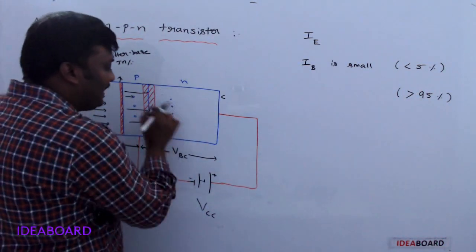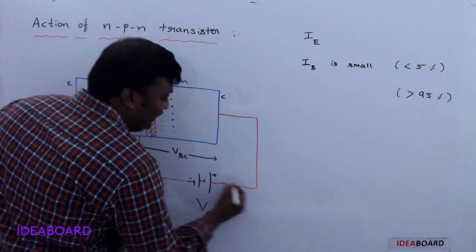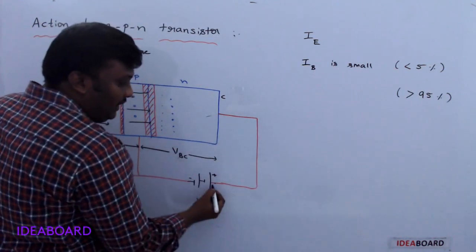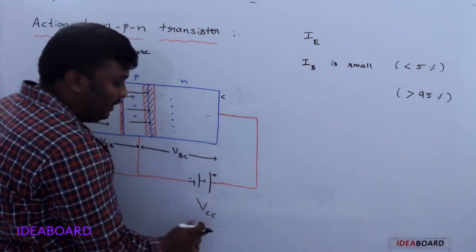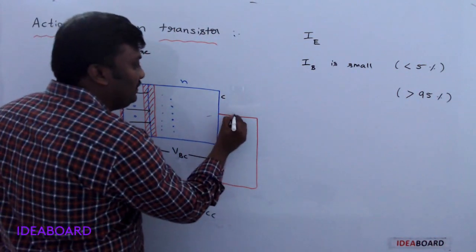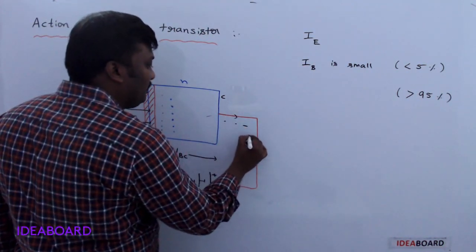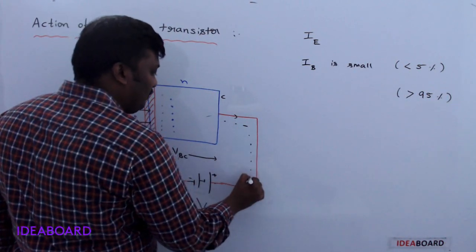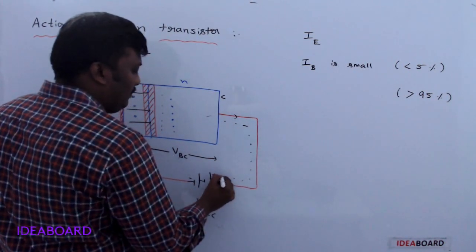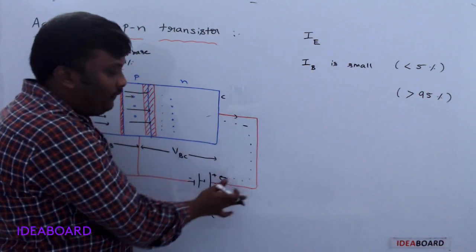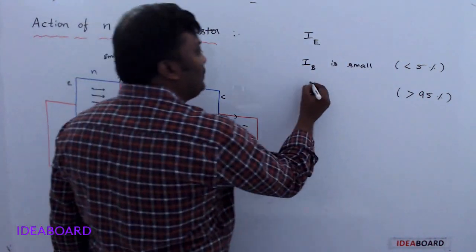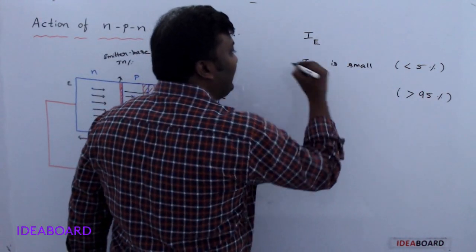Understand? Now these electrons are immediately attracted by the positive polarity of the VCC. So these electrons move in this direction. Again the flow of electrons is there, which constitutes the collector current IC.